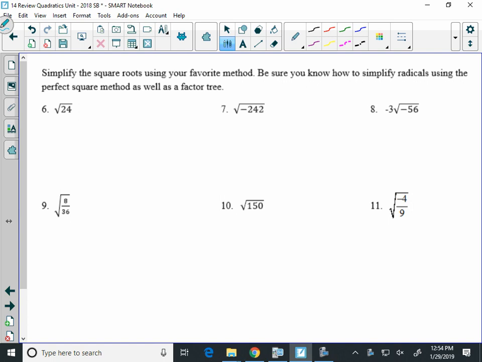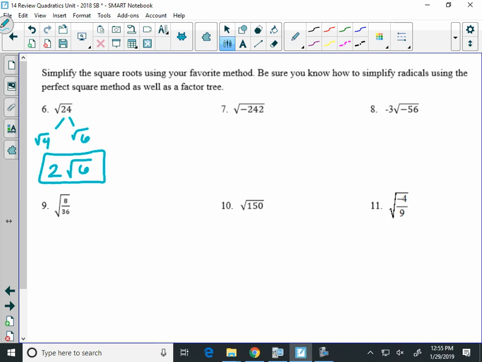24 is not a perfect square, so we have to see how we can simplify it by figuring out the largest perfect square that can go into 24. And the largest perfect square that can divide evenly into 24 is 4, and it can go into it 6 times. Then we take the square root of the perfect square. The square root of 4 is 2. Can't take the square root of 6, so we tack it on. And we are done.